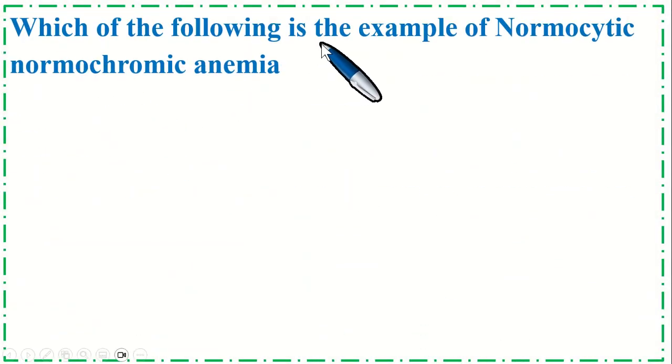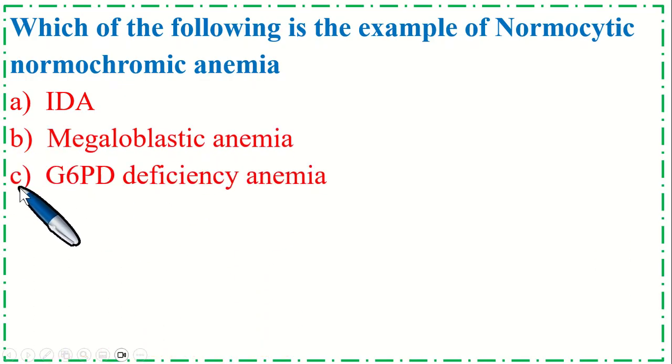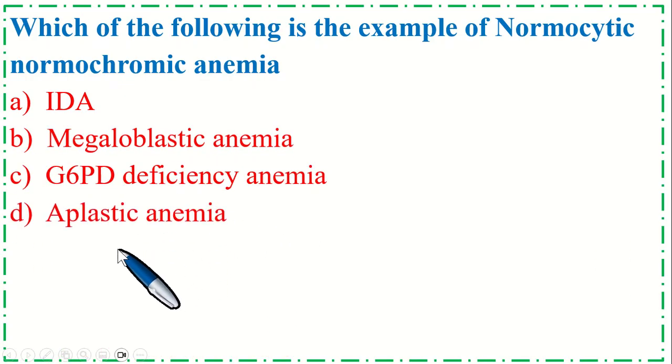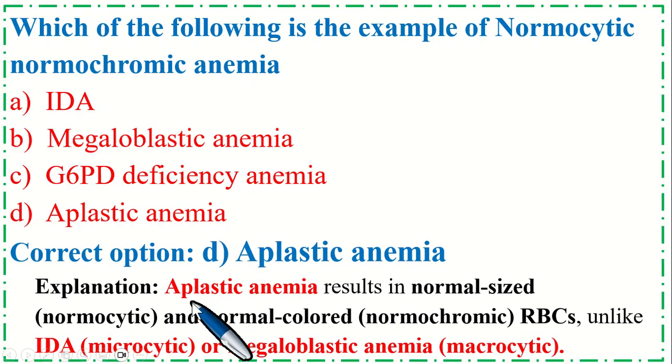Which of the following is an example of normocytic normochromic anemia? Option A, IDA; option B, megaloblastic anemia; C, G6PD deficiency; and option D, aplastic anemia. So the correct option is D, aplastic anemia. Aplastic anemia results in normal-sized normocytic and normal-colored normochromic RBCs, unlike IDA (microcytic) or megaloblastic anemia (macrocytic).